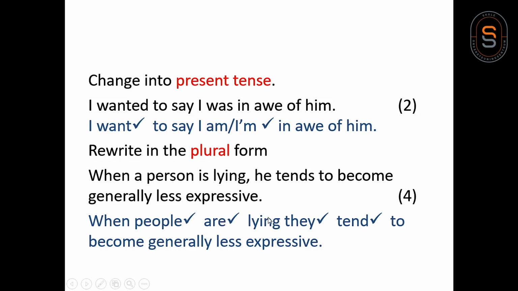Are lying, and then he will become they, and then the tense. This verb is applicable to a singular noun, so we need to make it applicable to a plural noun, and we take away the S. Again, look at the mark allocation that you have next to your question, and that will give you an indication of how many changes there will be in this sentence.